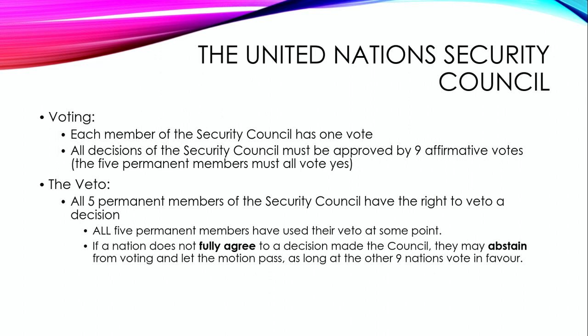Each one of the 5 permanent members of the Security Council have the right to veto a decision. All 5 permanent members have used their veto at some point. And the reason a veto is so powerful is because if a nation does not fully agree to a decision made by the council and they veto something, it automatically is dead. If one of the 5 permanent Security Council members vetoes something that's been brought to them, it doesn't matter if the other 14 members want it, it is dead.